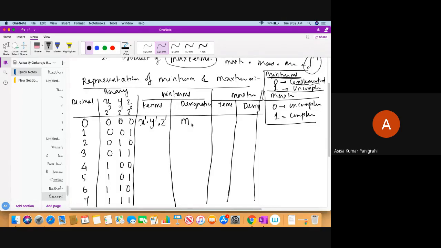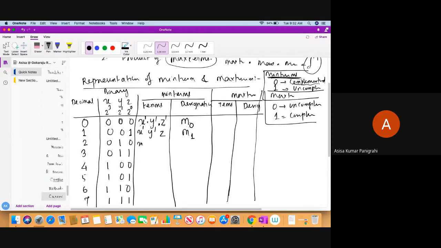The designation of a min term is a small m. For decimal 0, the min term is x bar, y bar, z bar, and the designation is m0. Similarly, for 1, x is 0, which means complemented, so x bar, y bar, and z. Here z is not complemented, so it is z, and the designation is m1.